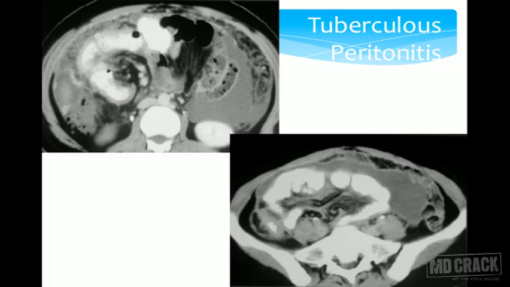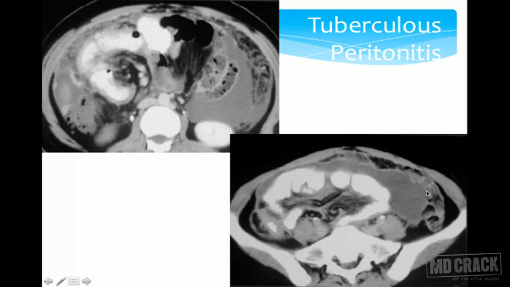So, like how we did in the chest, you should know what the appearances of tuberculous peritonitis, or tuberculous infection of the abdomen, are. So over here we have tuberculous peritonitis. You have free fluid within the peritoneum. There is stranding of the omentum with some enhancement on the post-contrast studies.